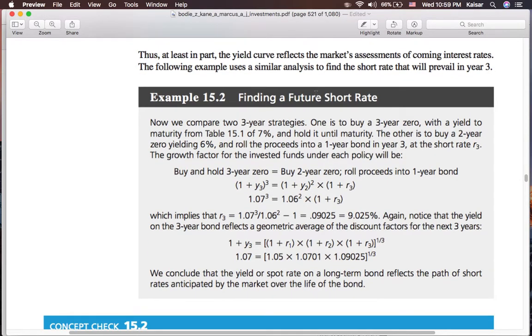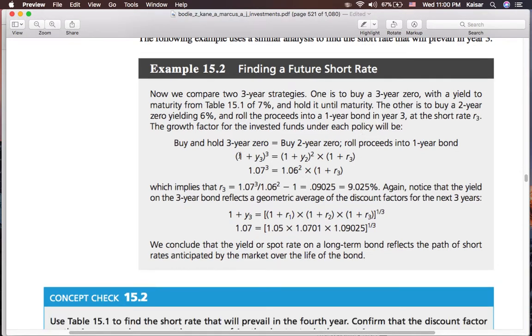Now we compare two 3-year strategies. One is to buy a 3-year zero with a yield to maturity from table 15.1 of 7% and hold it until maturity. The other is to buy a 2-year zero yielding 6% and roll the proceeds into a 1-year bond in year 3 at the short rate R3. The growing factor for the invested funds under each policy will be: buy and hold 3-year zero equals buy 2-year zero, roll proceeds into 1-year bond.